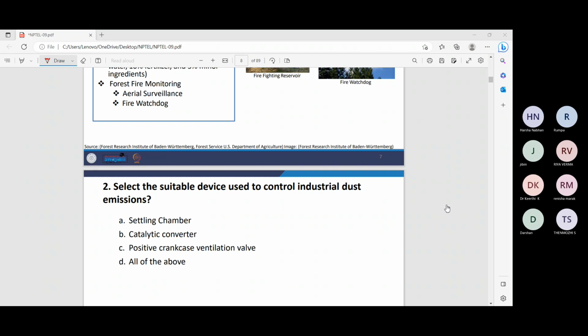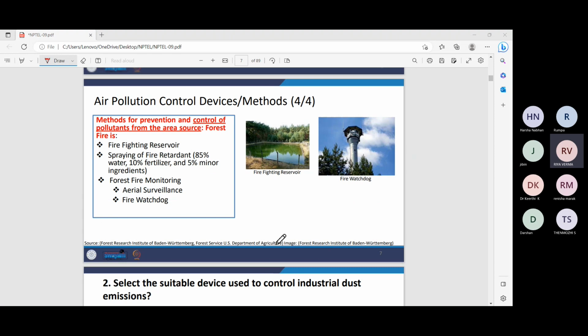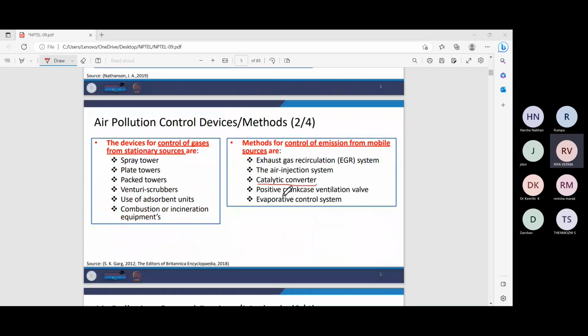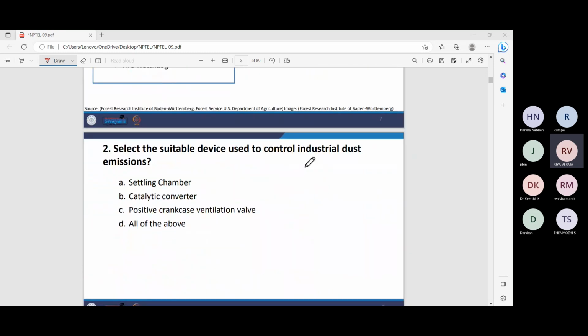All of the above? Industrial dust emissions. This can't be all of the above because this PCV was used for your mobile sources, right? This one is control of emissions from mobile sources. And here we are asking about industrial dust emissions. So this will come under the stationary sources, right?